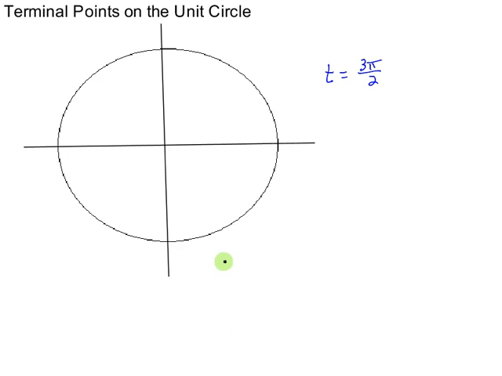Now, students get confused by this last example all the time when t is 3 pi over 2. You don't have to draw a right triangle in this case. This point is 1 away from the origin because the radius is 1, so the ordered pair for this is x is 0, and y is down 1. So 0, negative 1 is the terminal point for a t value of 3 pi over 2.